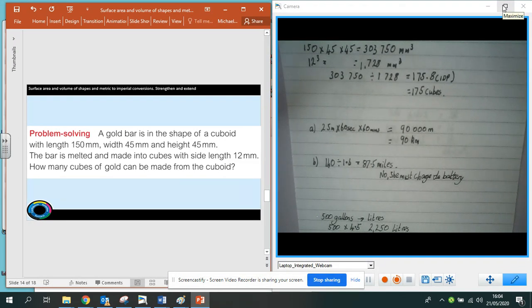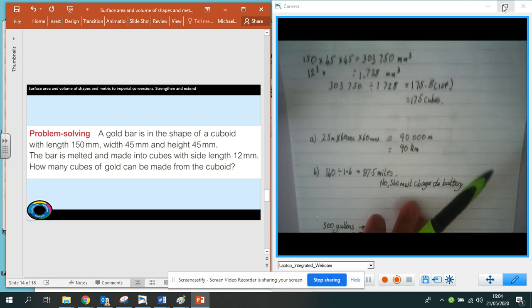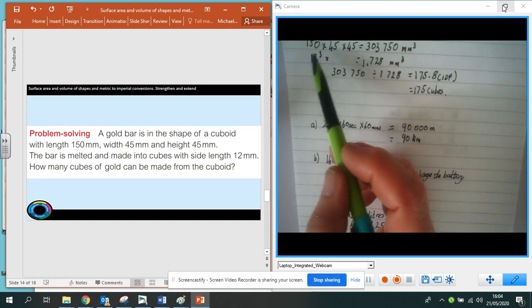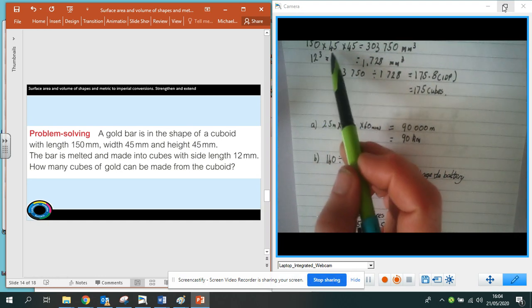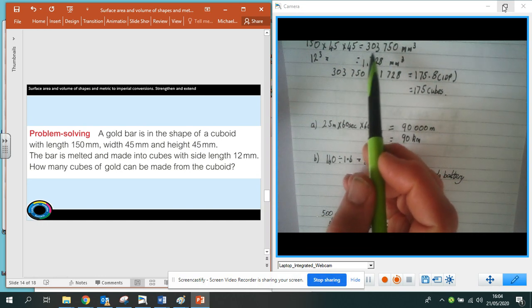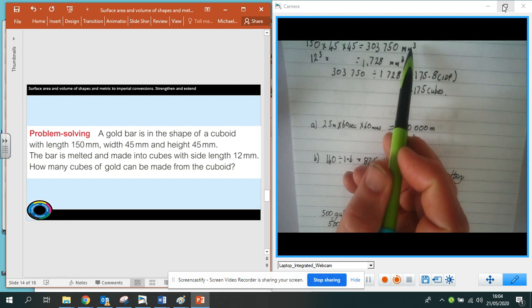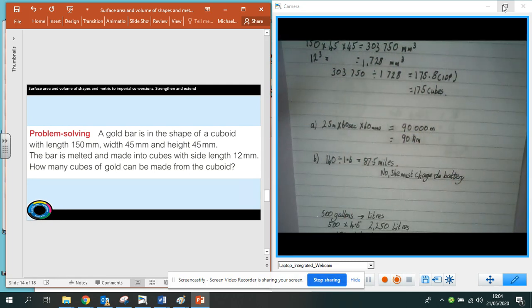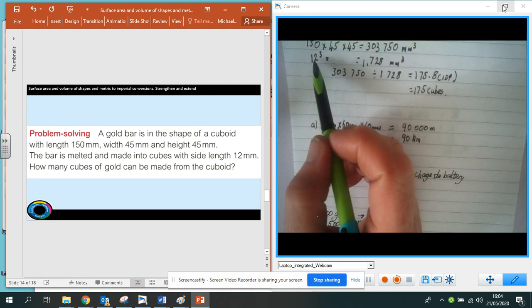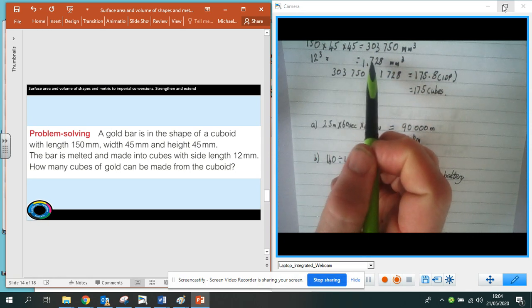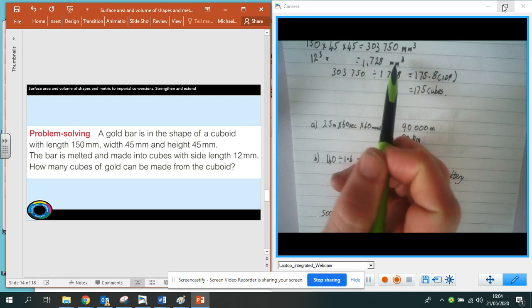Okay, so this question, I'm just going to work my way through it nice and quickly. First thing I've got to do is find the volume of gold. So it's 150 times 45 times 45, which gives me 303,750 cubic millimeters. This is all in millimeters. Each individual cube, which is 12 millimeters a side, is 12 cubed. So 12 times 12 times 12, which is 1,728 cubic millimeters.